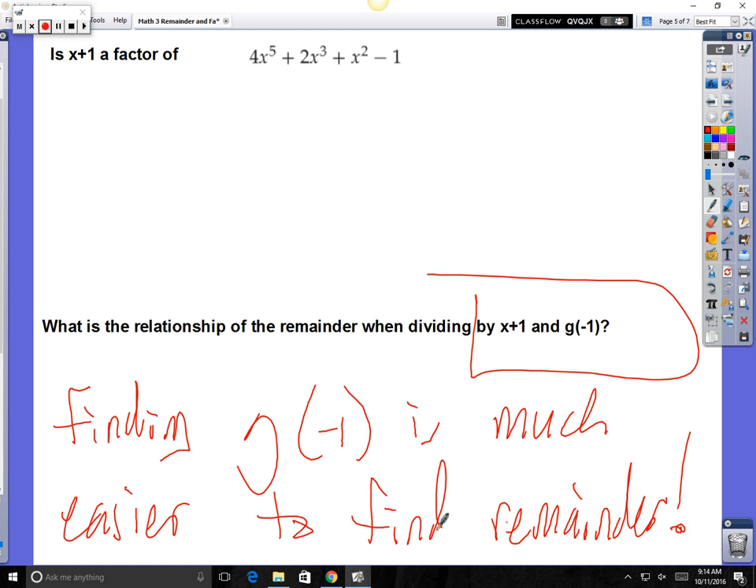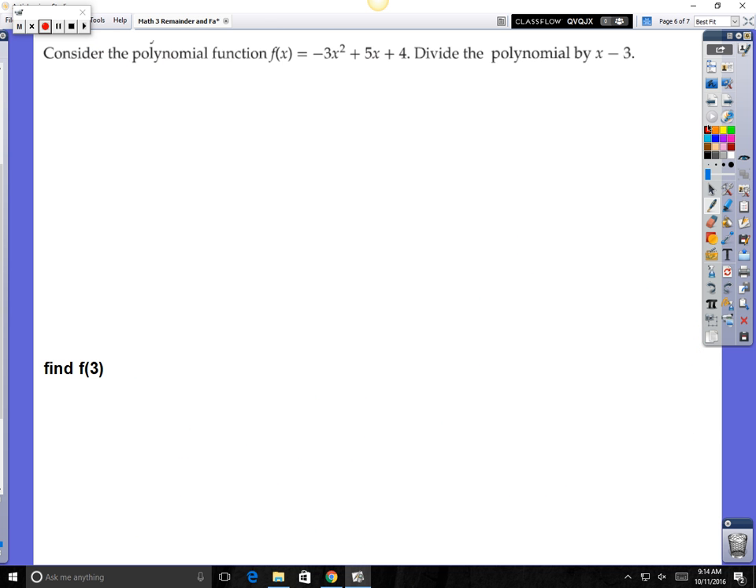This way was way easier, especially if you're looking at a graph. So now look, remember this: dividing by x plus 1 is finding g at negative 1. So let's look at this guy right here. Here's your polynomial. This one's not so big. Give me the name of this polynomial. Martin, what's the name of this one? What's the degree? What's the number of terms?